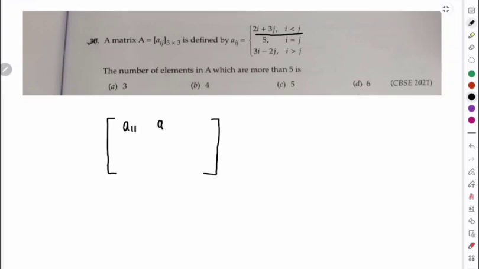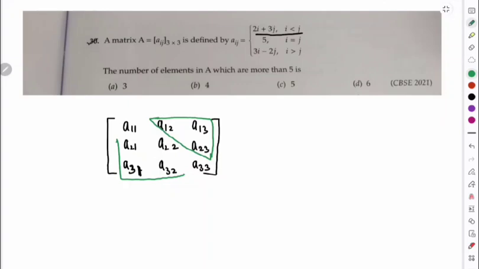So what is a11, a12, a13, a21, a22, a31, a32, a23, a33. If you consider i less than j, the upper triangular is i less than j, and the lower triangular is i greater than j, right? And i equal to j is the principal diagonal.